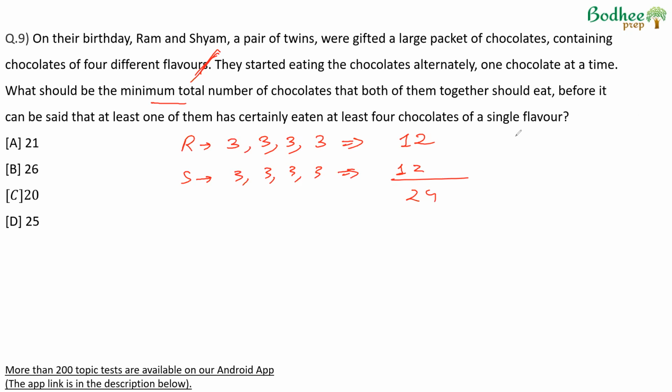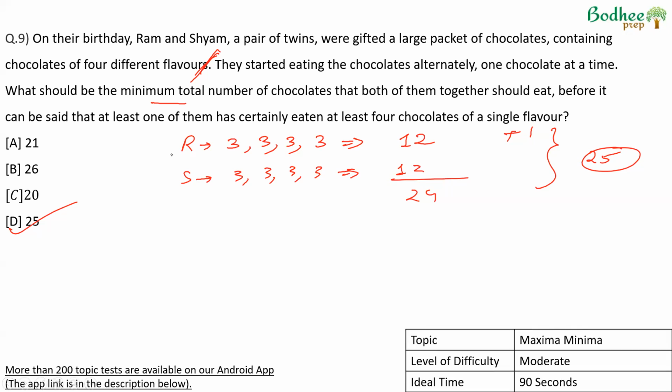The moment any one of them has another chocolate, one of these numbers will become 4. And therefore, the moment 25 chocolates have been eaten, we can be sure that at least one of them has had at least 4 chocolates of a single flavor. There is a possibility that one of them has already had 4 earlier, but at 25 we can be certain that this has happened, and therefore that becomes my answer for this question. These kinds of questions have been asked earlier in exams in terms of different color balls being picked, different colors of gloves, etc. So it's a question that you would have come across while practicing. So I'm saying moderate, about a minute and a half to solve.